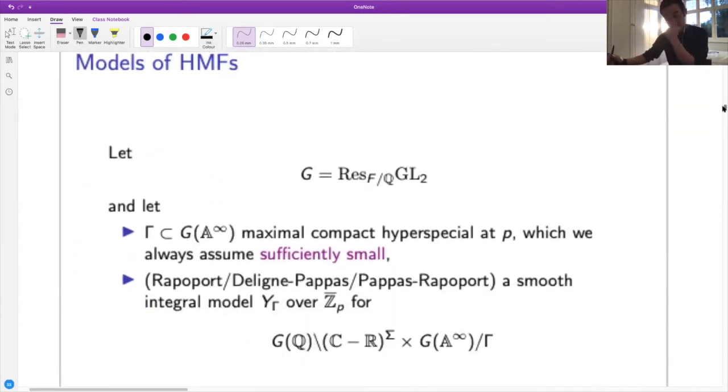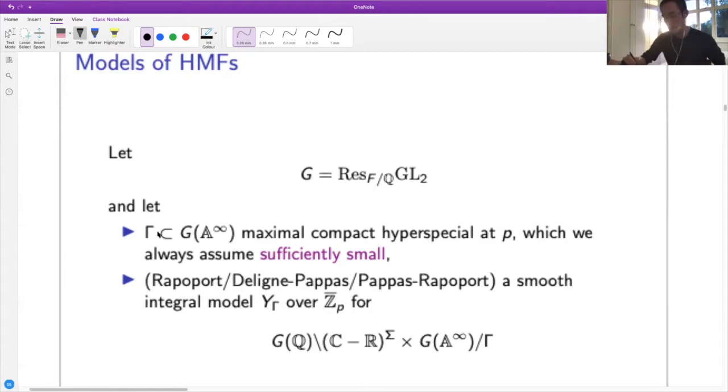Okay, for me, G is going to be the restriction of GL2, and I'm going to use gamma to denote the open compact subgroup of the finite part of the adelic points of G. And I'm going to assume that it's maximal compact and hyperspecial at p. So this is the analog of p doesn't divide the level N. And I'm going to assume that my level open compact subgroup is sufficiently small in some sense. I'm not going to define what I mean precisely.